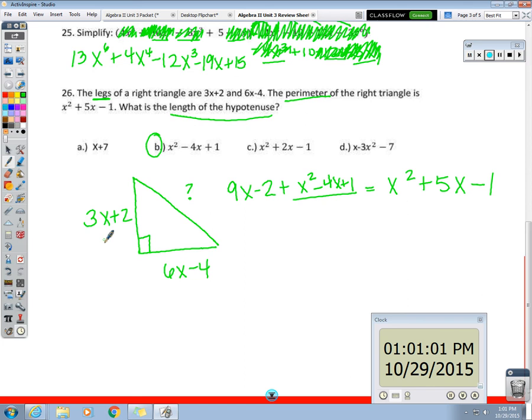Does that make sense? Wait, you can already cancel out A. Right, you could have canceled out A and B right away once you knew that you just needed an x squared. And that would have brought you to those two. And then you could have really stopped once you figured out that. Okay, number 27.